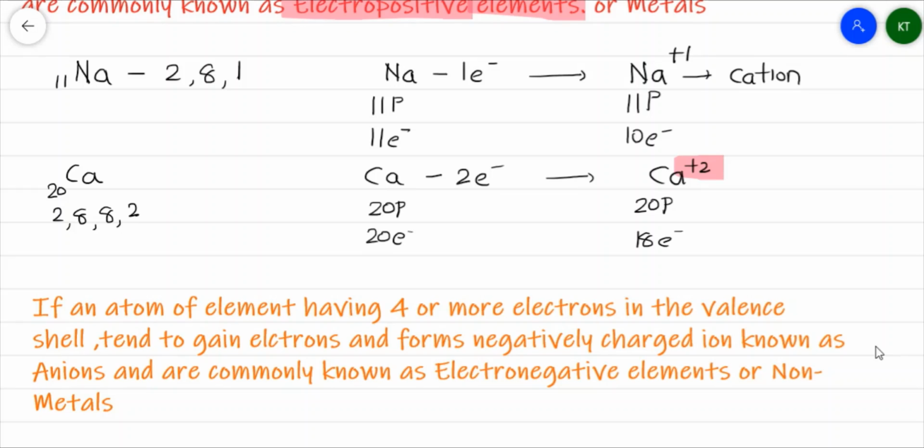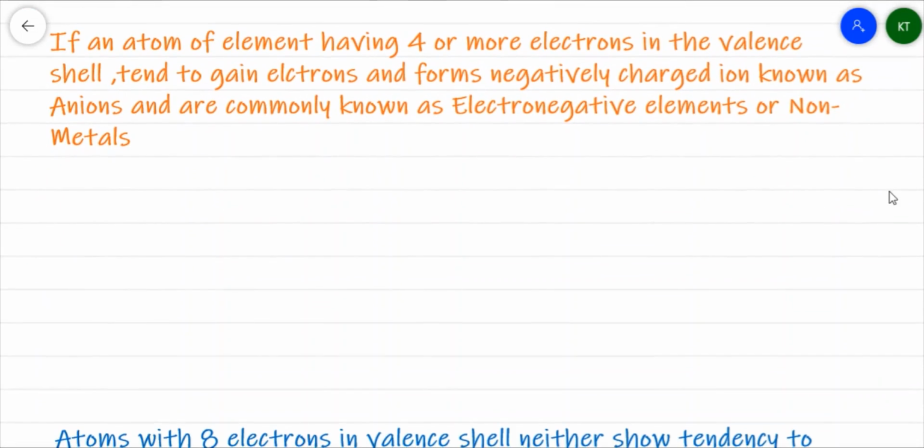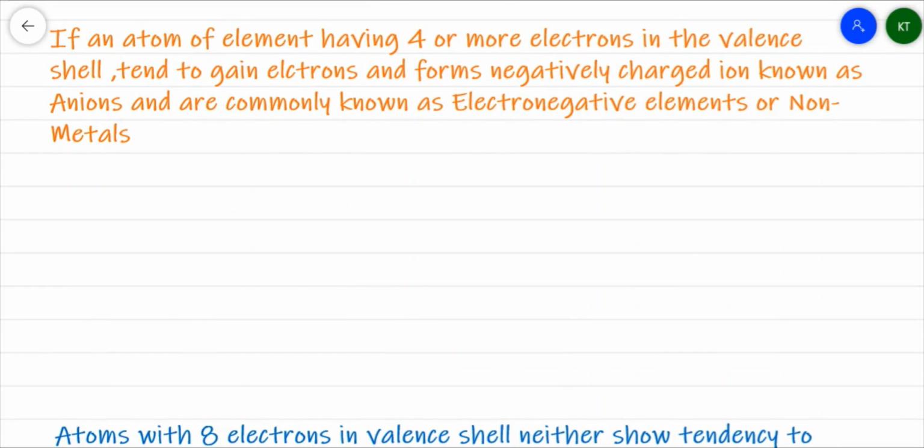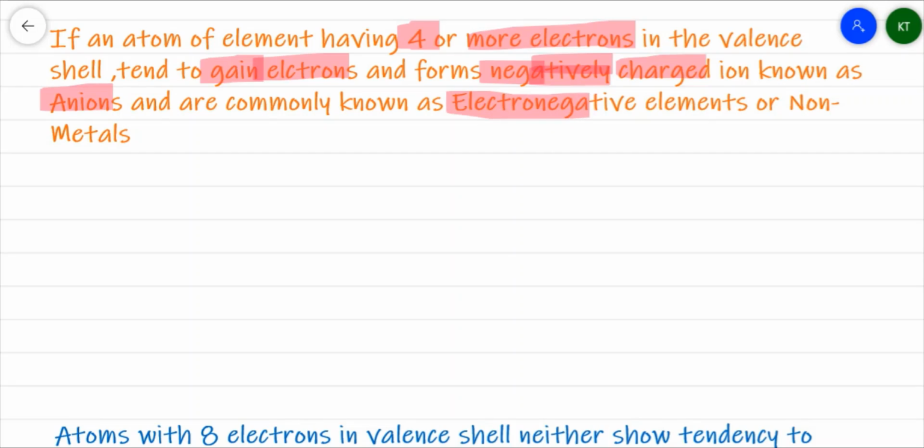Now let us come across another set of elements. These elements have either 4 or more than 4 electrons in the valence shell. So what they generally do, they tend to form a negatively charged ion by gain of electrons, which we commonly call an anion. And these elements we call electronegative elements.